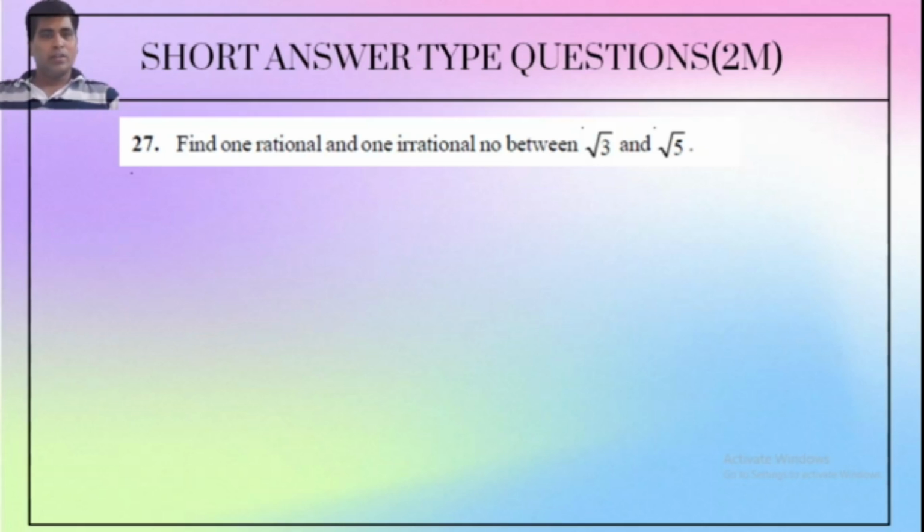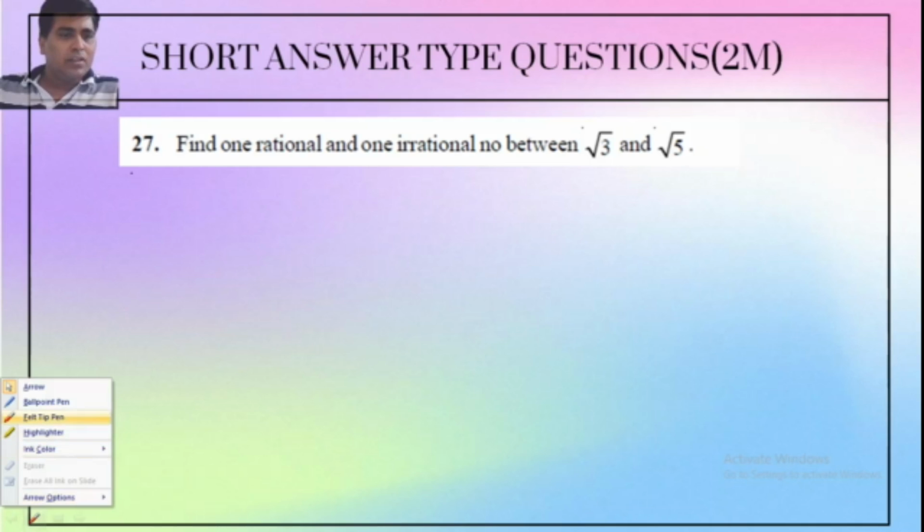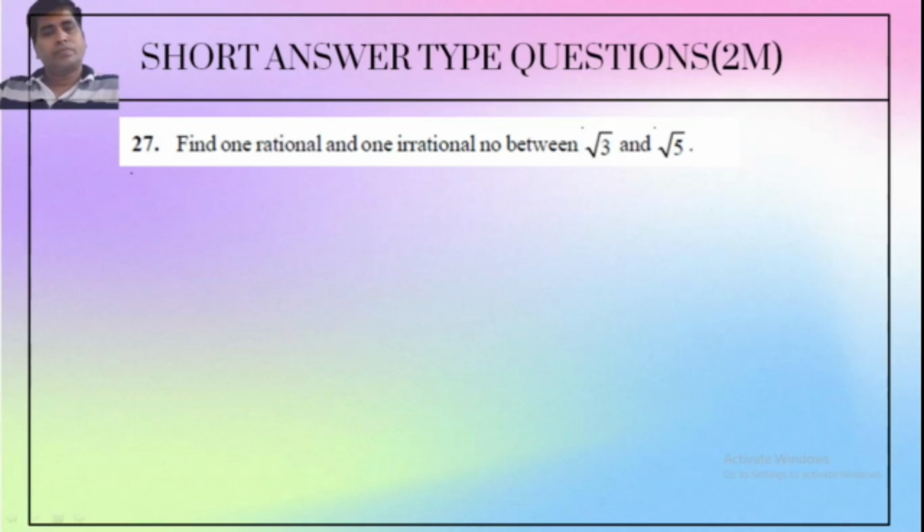Let us start today. Short answer type questions, 2 marks. 27. Already I have covered 20 to 26 in one of the videos. I will give the description above. Please go through it. So, 27th question: Find one rational number and one irrational number between root 3 and root 5. Very simple question. The twist is writing the irrational number. That is the twist.